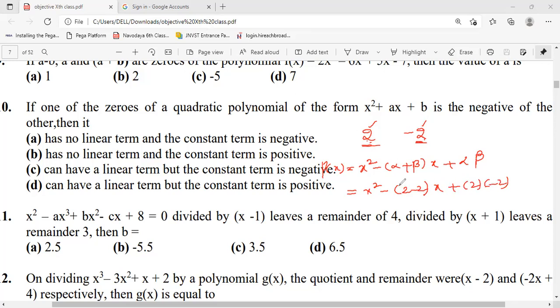This term is 0 because 2 minus 2 is 0. That means there is no x term remaining. This is x square, and this is 2 into minus 2, which is minus 4. So x square minus 4 is our answer. According to the question, there is no linear term, the x power 1 term is not there. So has no linear term is correct, and the constant term is negative is also correct. So our option is 1.